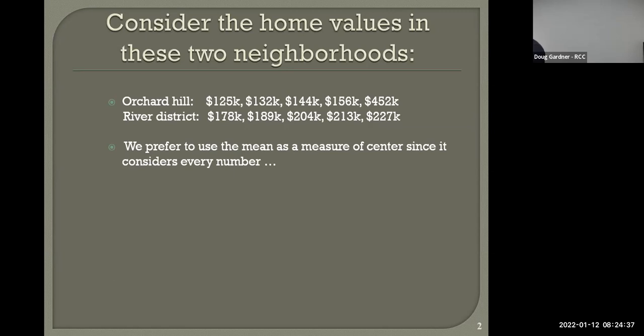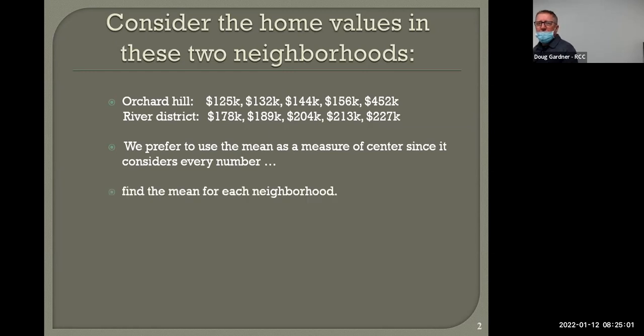In the end, Orchard Hill has a whole bunch of low-priced houses and then one really expensive house, whereas River District has houses that are quite a bit more expensive than the other neighborhood, but they're all about the same. So it looks like River District is nicer overall, doesn't it? We'd like to use the mean, but we're a little worried about 452 because it's going to screw that up.